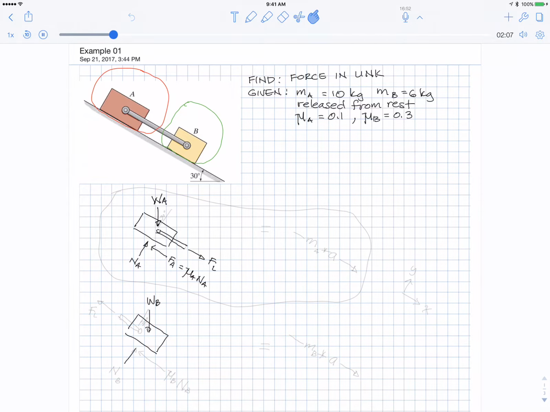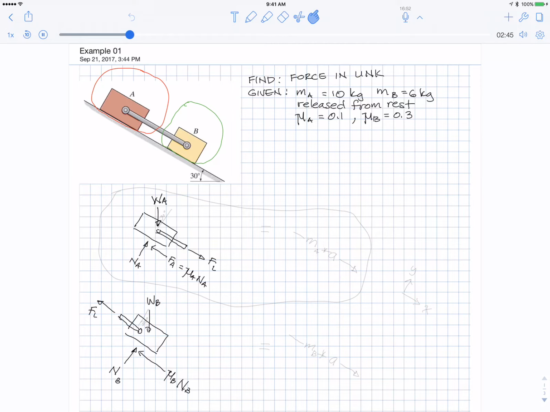I've cut through the normal. And again, this is sliding down, so the friction is opposing it. And since it's sliding, the friction force is mu times the normal. We've also cut through the link there. And so we have to draw in that link force. And let me just sketch in the link. There's the link. And since we drew the link in tension on A, that force of link equal and opposite, it has to be tension here, pulling.